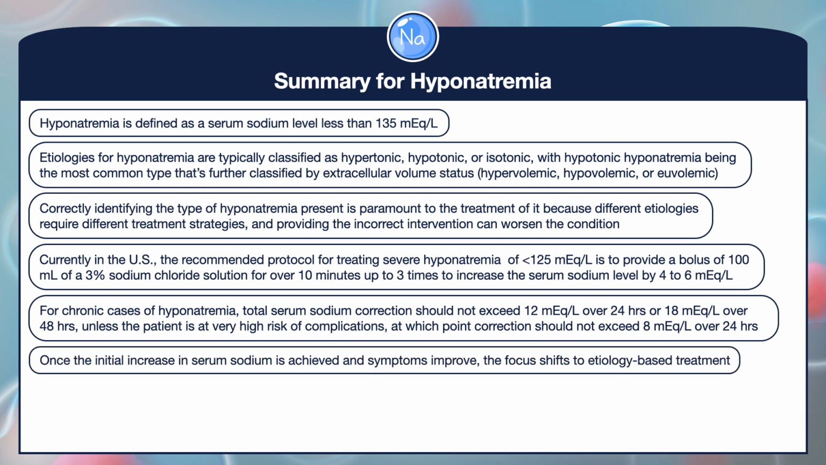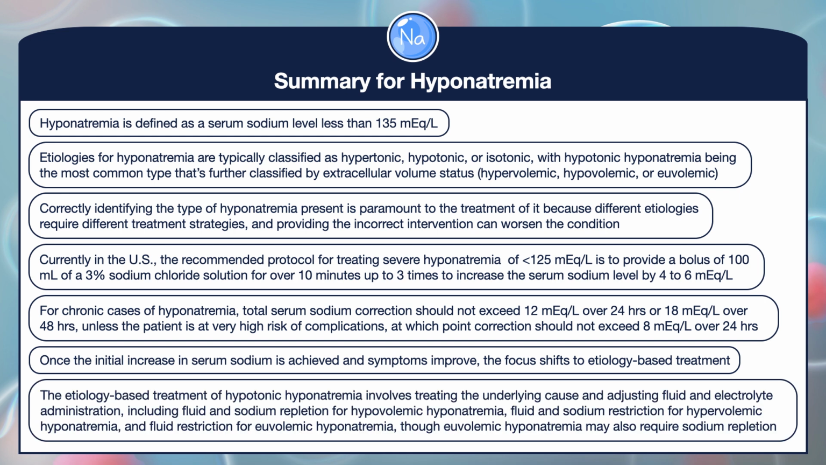Once the initial increase in serum sodium is achieved and symptoms improve, the focus shifts to etiology-based treatment. The etiology-based treatment of hypotonic hyponatremia involves treating the underlying cause and adjusting fluid and electrolyte administration, including fluid and sodium repletion for hypovolemic hyponatremia, fluid and sodium restriction for hypervolemic hyponatremia, and fluid restriction for euvolemic hyponatremia, though euvolemic hyponatremia may also require sodium repletion.